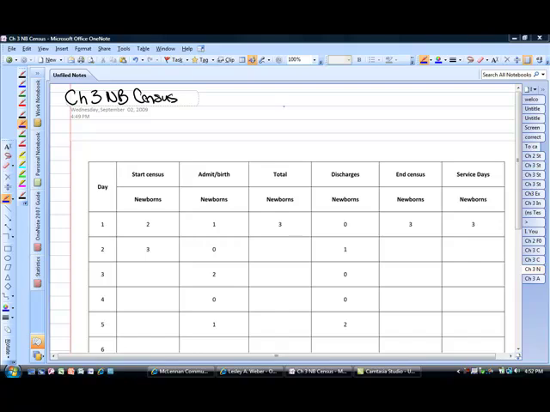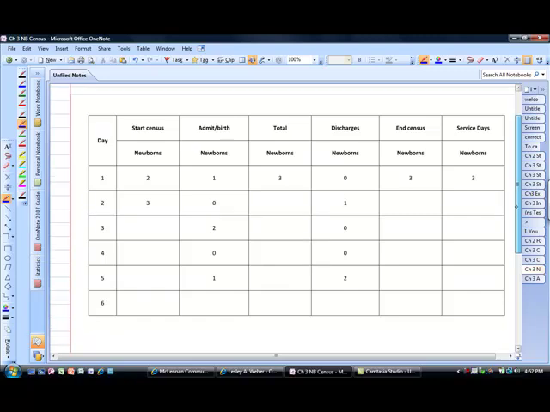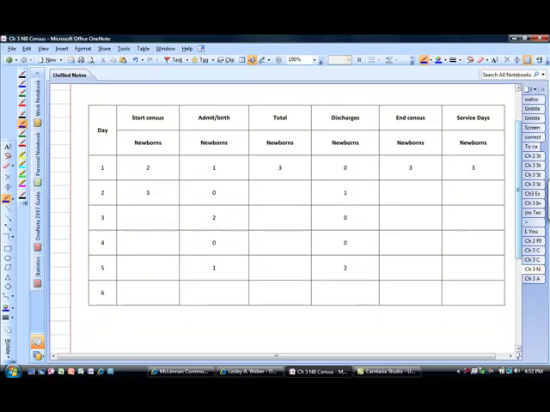Okay, if you'll look, this is the newborn census. What I've done is taken the census table from your textbook and I've condensed it down to newborns only. I'm hoping this will make it a little bit easier for you to understand this full table. I'll show you at a later point how to compile it all together, but we're first going to focus on our newborns. This is our starting census.